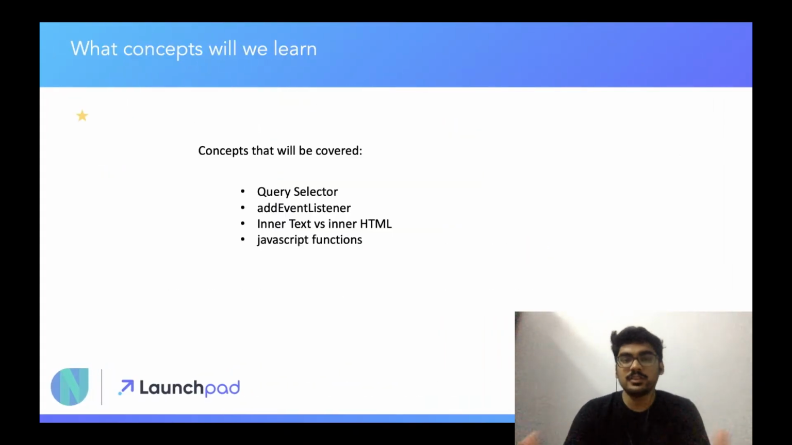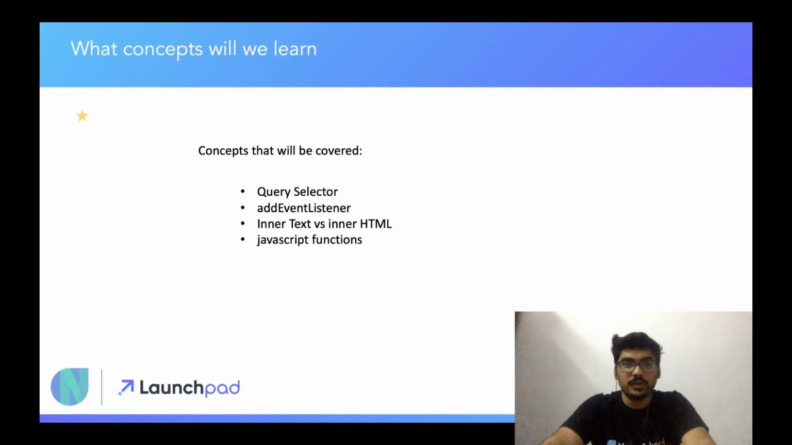These are the concepts that we'll be learning throughout this project. One is querySelector. Second is addEventListener. Third is innerText. Fourth is innerHTML, and fifth is JavaScript functions. So querySelector, addEventListener, and innerText versus innerHTML are a part of the DOM. JavaScript functions are a part of the basic language. Anyway, we'll discuss it. Okay guys, now let's get started.